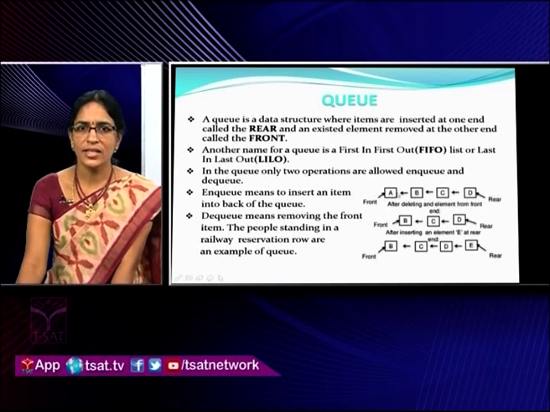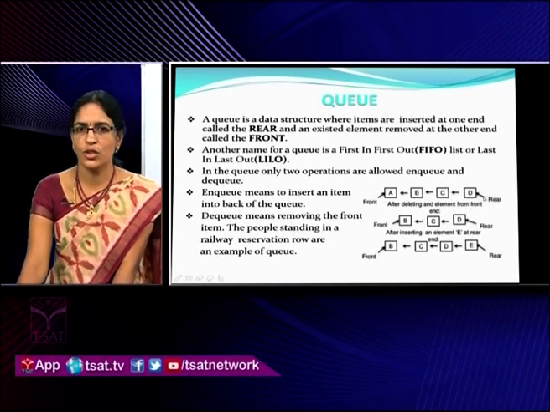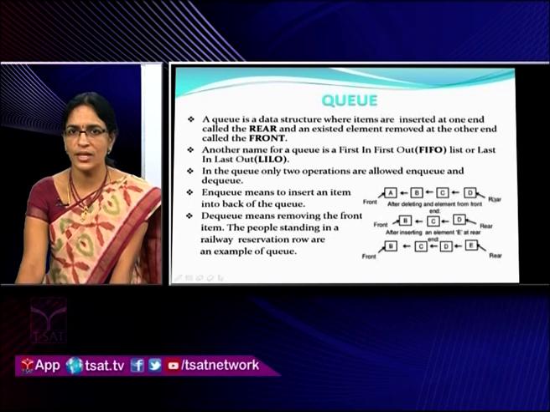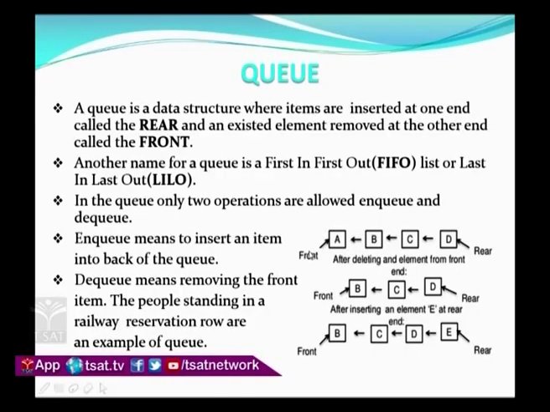Okay, so insertion is possible at one end and deletion is possible at the other end. Insertion is possible at the end of the queue and deletion is possible at the front of the queue. That means the first element is removed. Whatever element is inserted first is removed first, and whatever element is inserted last is removed last. That's why this data structure is also called first in first out.